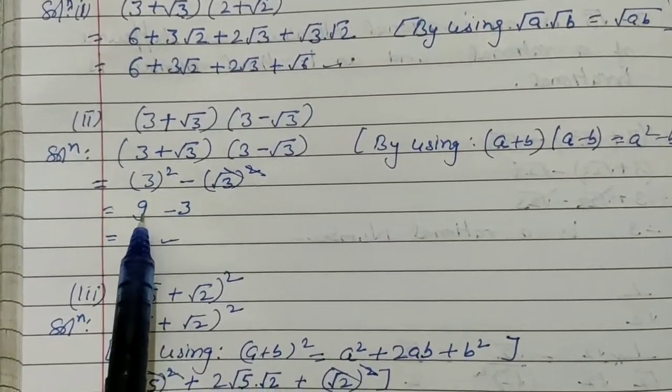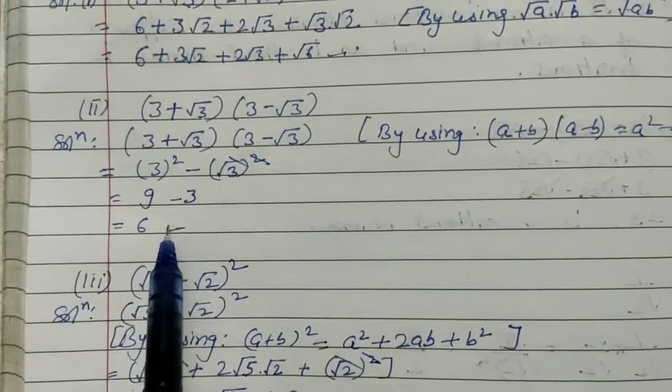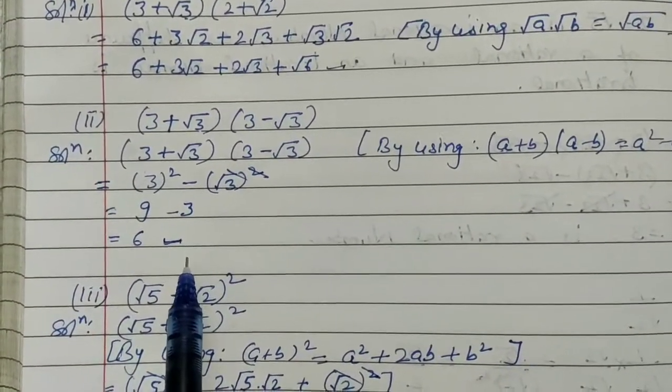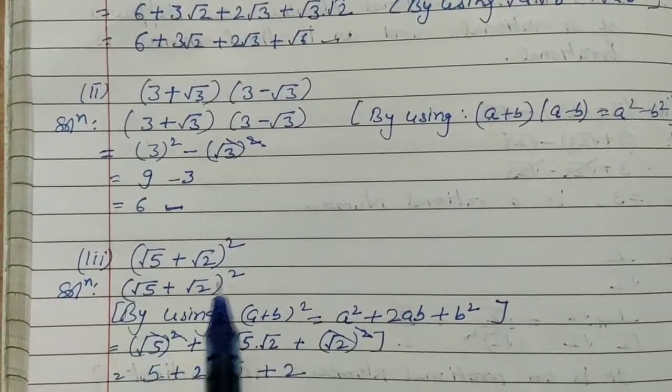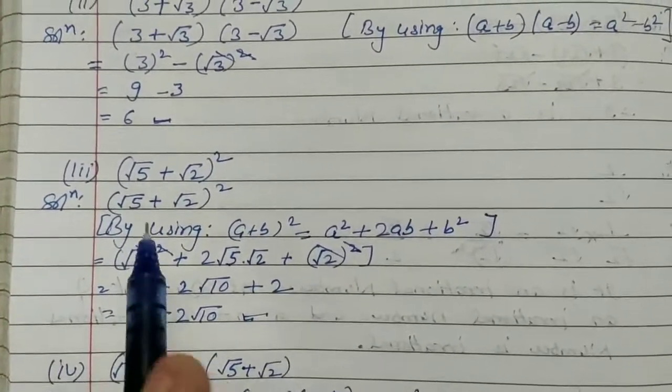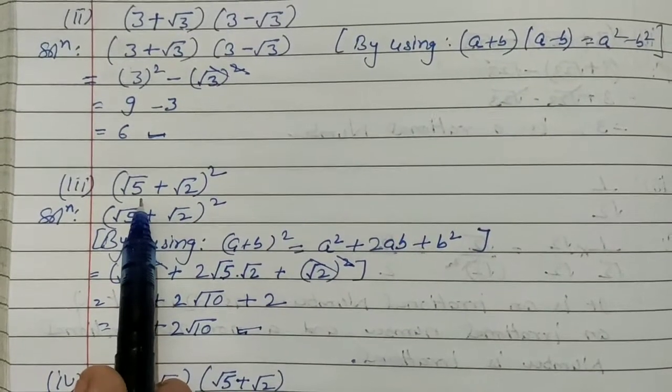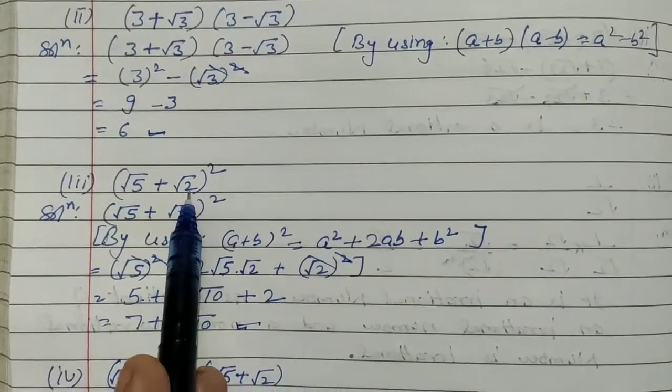So 3 square becomes 9, 9 minus 3 becomes 6. So this is the result of the given expression. Now proceed to part number 3. Here in part number 3 we have the given expression (√5 + √2) whole square.